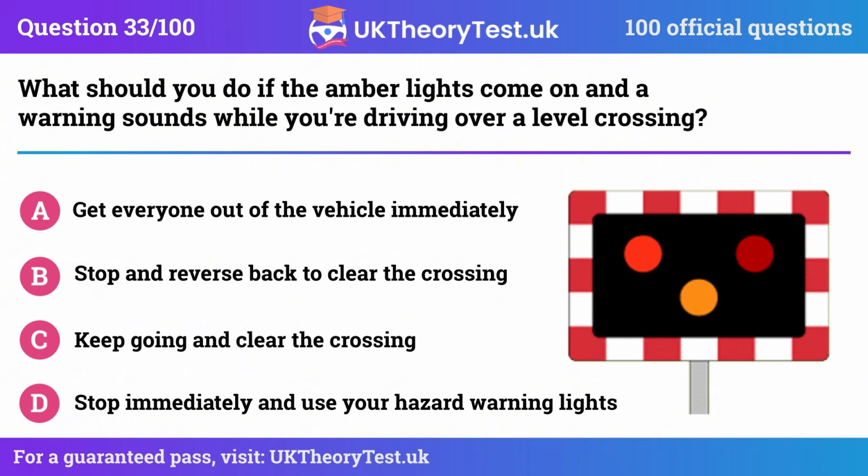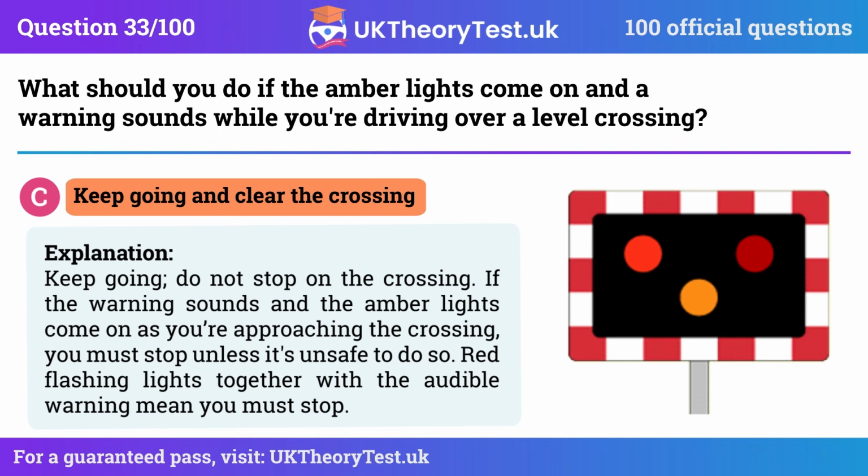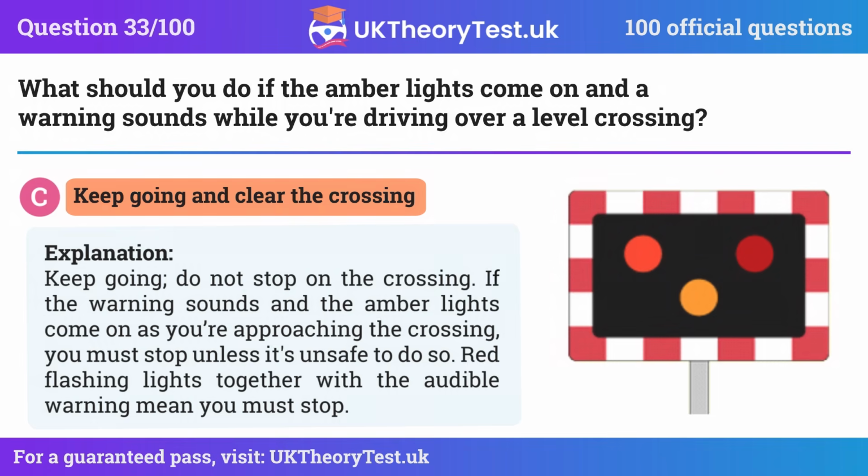The correct answer is C. Keep going and clear the crossing. Explanation: keep going. Do not stop on the crossing. If the warning sounds and the amber lights come on as you're approaching the crossing, you must stop unless it's unsafe to do so. Red flashing lights together with the audible warning mean you must stop.